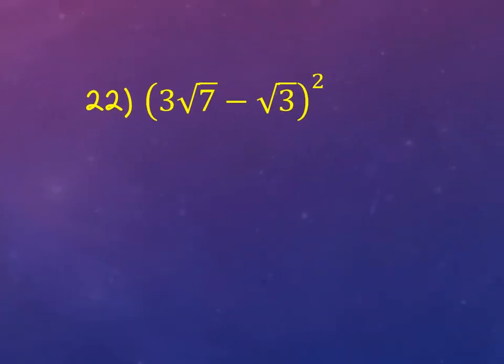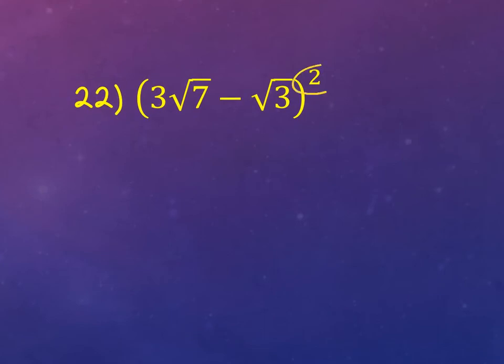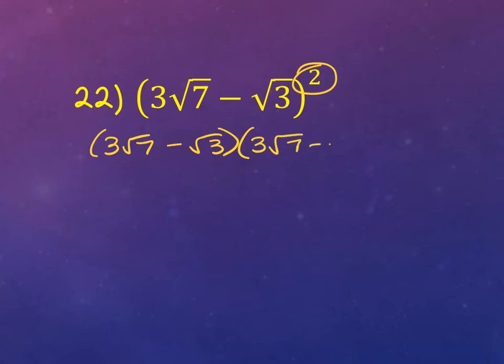All right, 22. Now I've got something squared. So if it's squared, it means duplicate it. It does not mean distribute the squared into it. And there are grown adults that still do that. That is wrong. You cannot distribute a squared. You've got to expand and then FOIL.